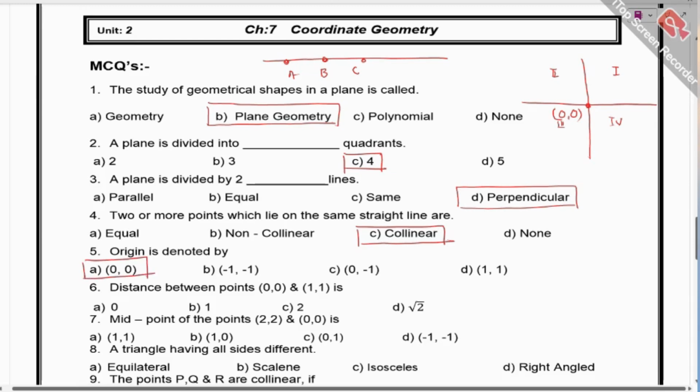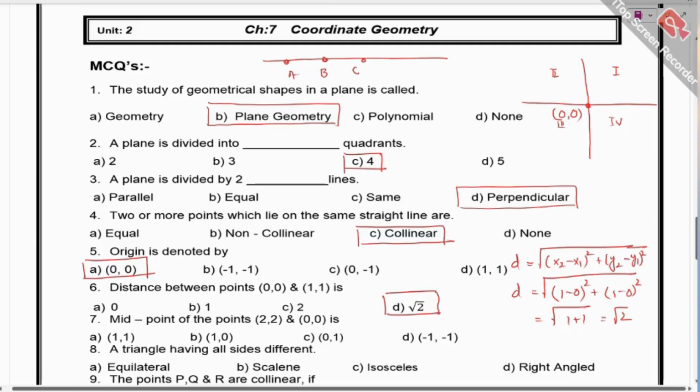Now the next thing is the distance between points 0, 0, 1, 1. So we know that the distance formula is x2 minus x1 whole square plus y2 minus y1 whole square. So you will just simply put the values here and you can easily calculate the distance. So it will become under root 1 minus 0 square plus 1 minus 0 square. So under root 1 plus 1. So under root 2 will be the correct answer here.